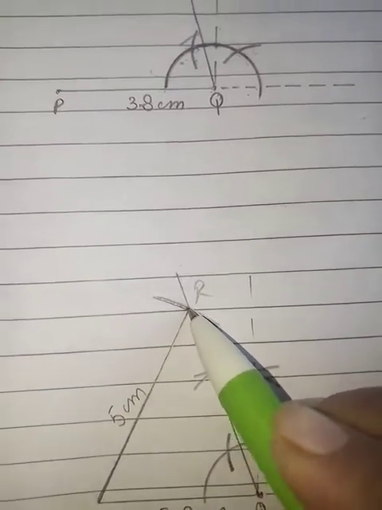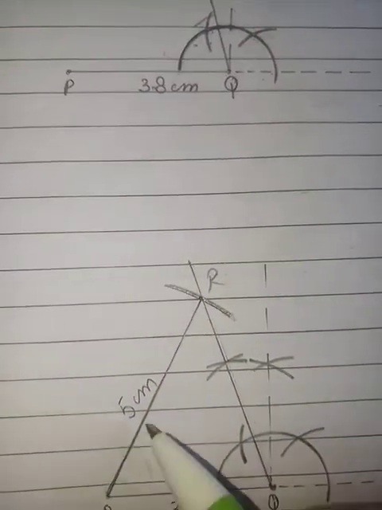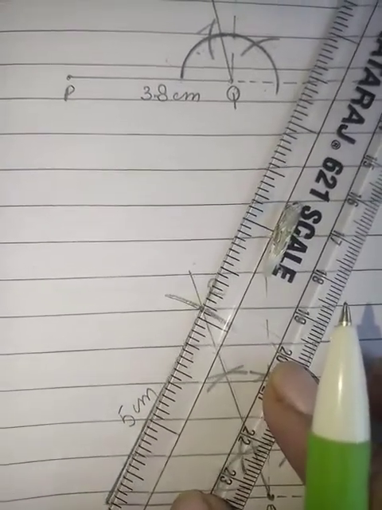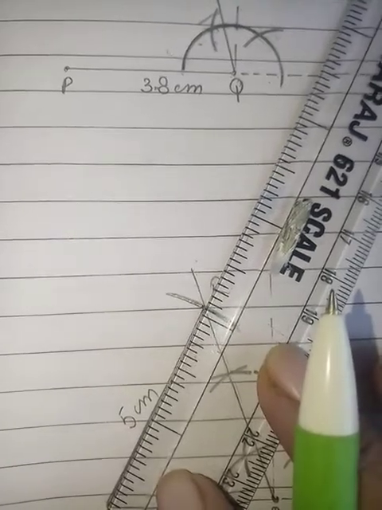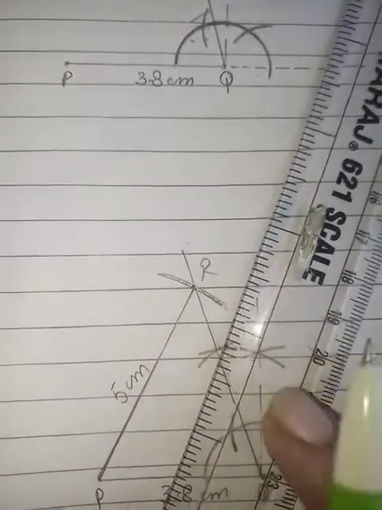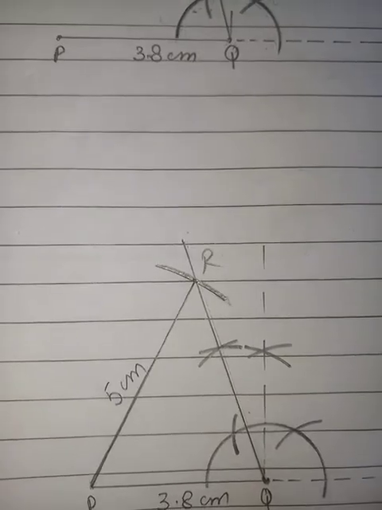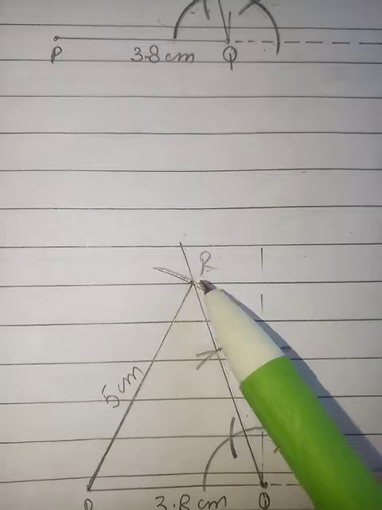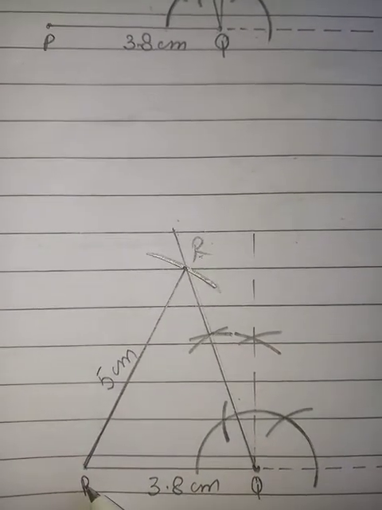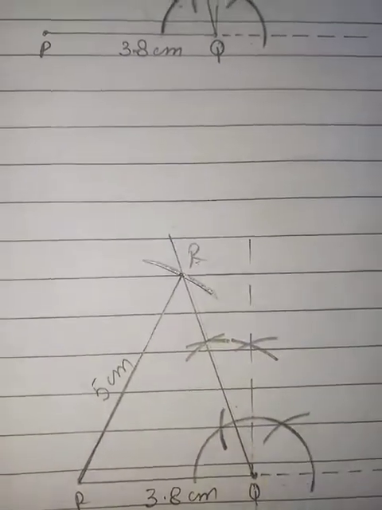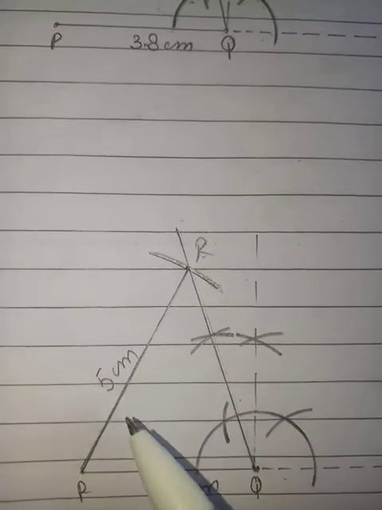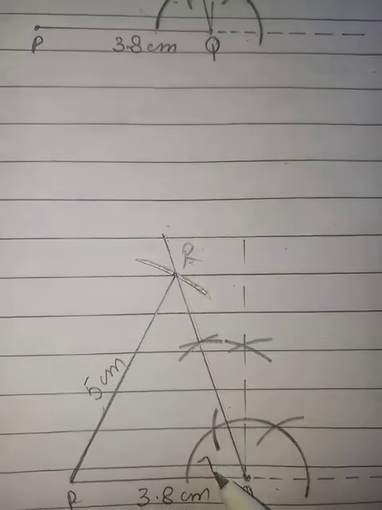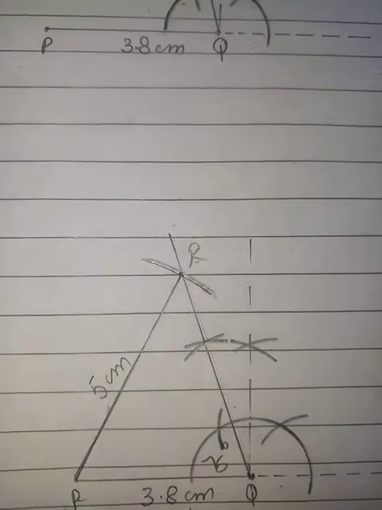From that point and point P, I will join this by using the scale. Clear? Understood? I hope you have understood it. So our triangle PQR is ready. Okay, so this point where the arc is intersecting, this I will name R. So I have the triangle PQR whose one side is 3.8 centimeters, another is 5 centimeters, and it has the angle that is 75 degrees. Okay, clear?